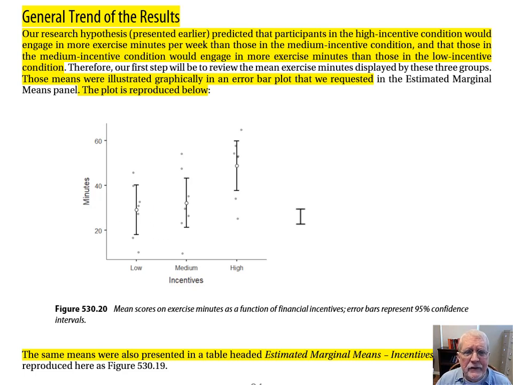And at the end of the semester, you determined the average minutes of exercise that they displayed in a typical week. These are our results. It looks like the students in the high incentive condition did in fact engage in more minutes of exercise than the other 2 conditions. Looks like the medium incentive condition scored a little bit higher on minutes compared to the low incentive condition. That was the general trend of the results. That's a good place for us to begin.